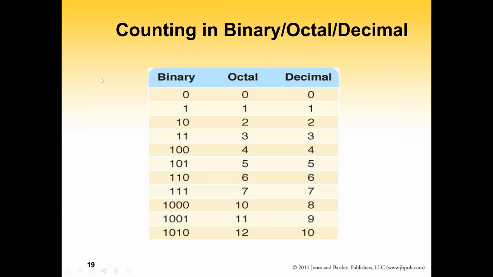Binary, straightforward, is only 2. So 0, 1, 1, 0, 1, 1, 1, 0, 0, 1, 0, 1, 1, 1, 0, 1, 1. Keep going.